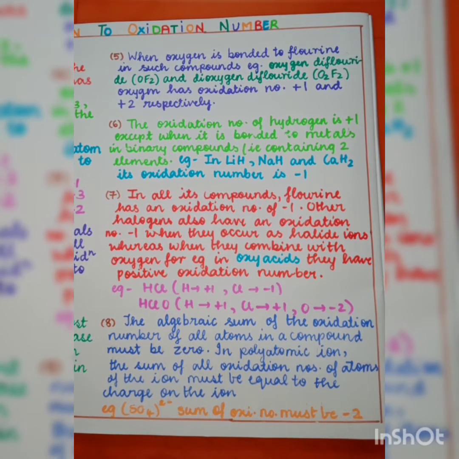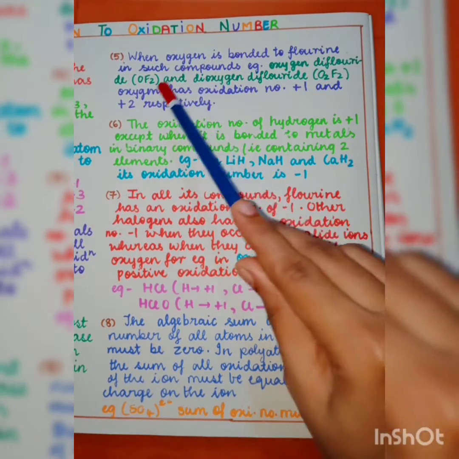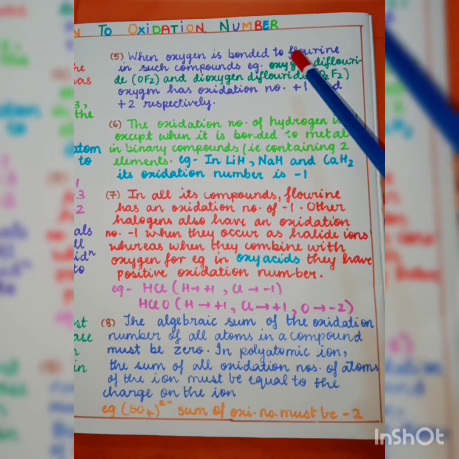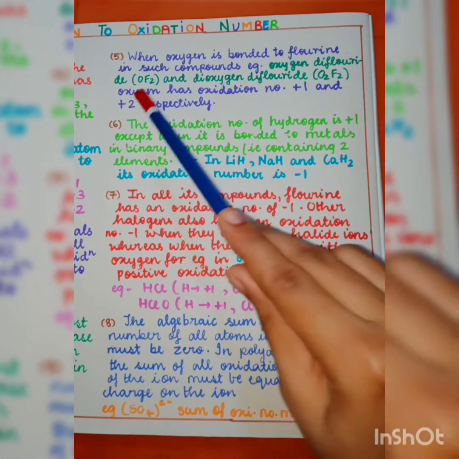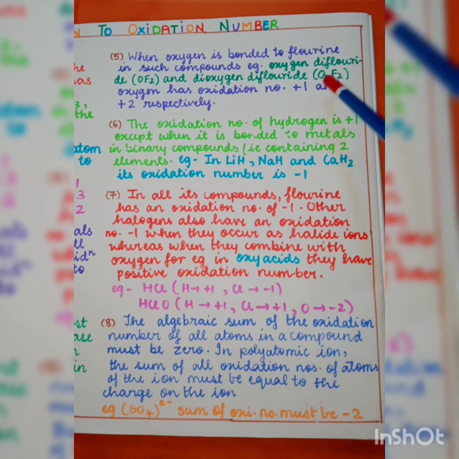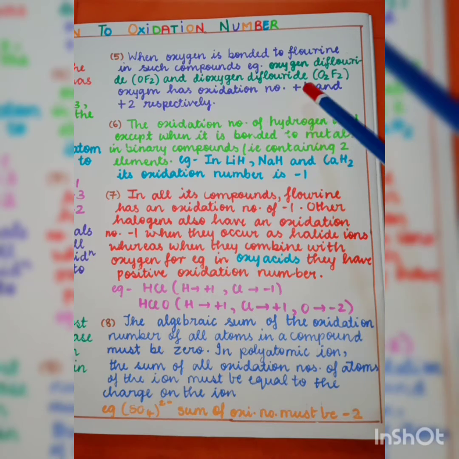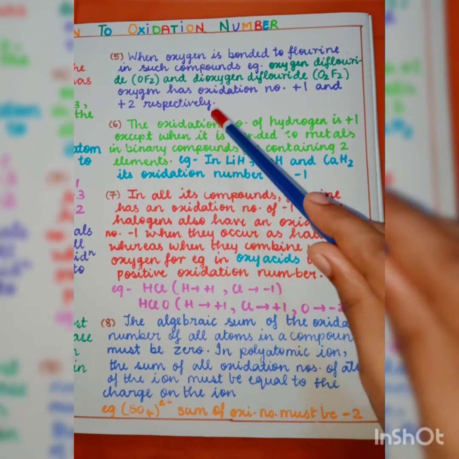And rule number 5 is, when oxygen is bonded to fluorine in such compounds, for example, oxygen difluoride OF2 and dioxygen difluoride, which is O2F2, oxygen atom has an oxidation number of +2 and +1 respectively.